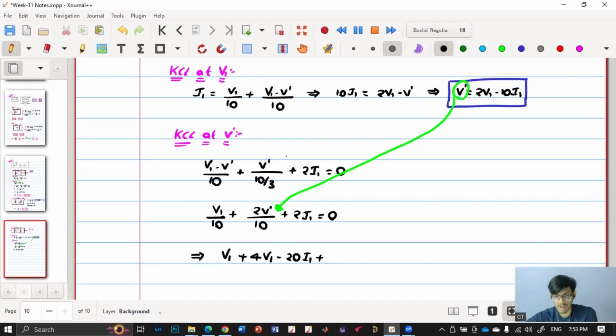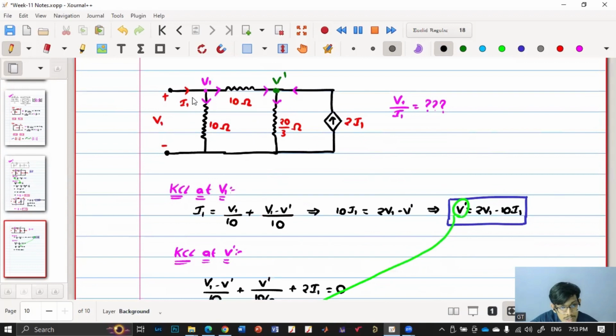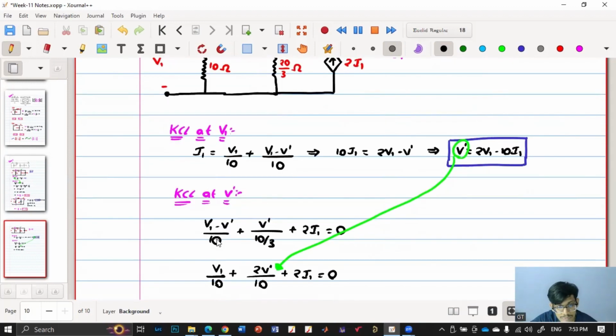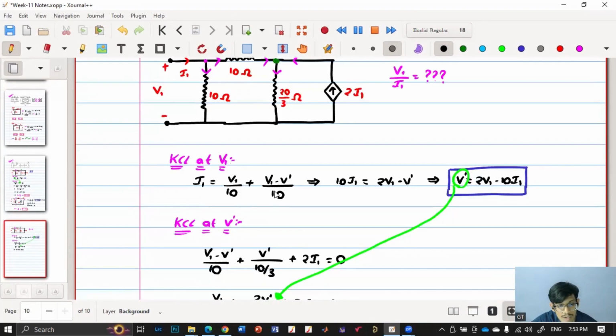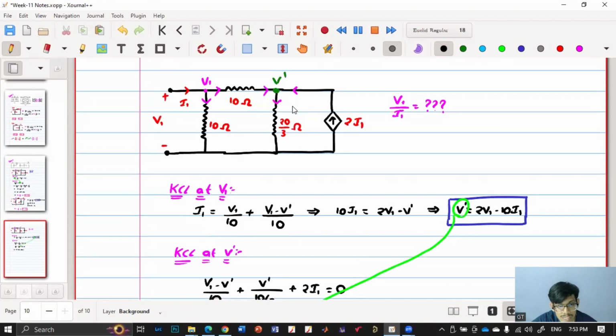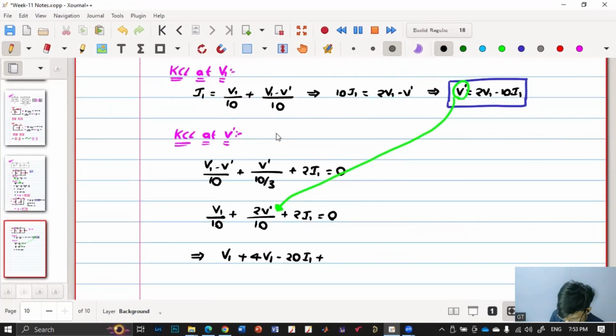Or have we made any mistake? So I think we have made another mistake probably. Let us check. So I1 is equals to V1 by 10 plus V1 minus V dash by 10. So if you multiply by 10, we'll get 10 I1 equal to 2V1 minus V dash. So V dash is equals to 2V1 minus 10 I1. Now if we apply KCL at V dash, we'll have V1 minus V dash by 10. Okay, so there is this minus sign. So this plus this equals to this. So here there is one minus sign which we have. So now this will become minus 4, isn't it?